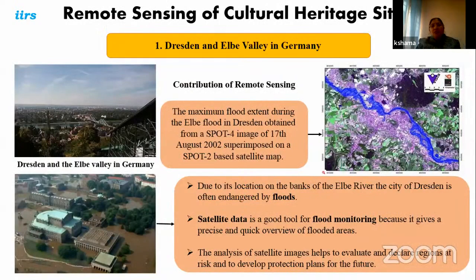Now I will come to that more, because I think some of the architects may also be there. So I had kept these slides also, on how remote sensing is utilized for cultural heritage sites. Here you can see Dresden and the Elbe Valley. There, remote sensing data has been utilized to identify the flood-prone areas, and now you can see the kind of flooding situation here. So this can be utilized for protecting your heritage sites also, because you can monitor the flood and prepare protection plans for the future.